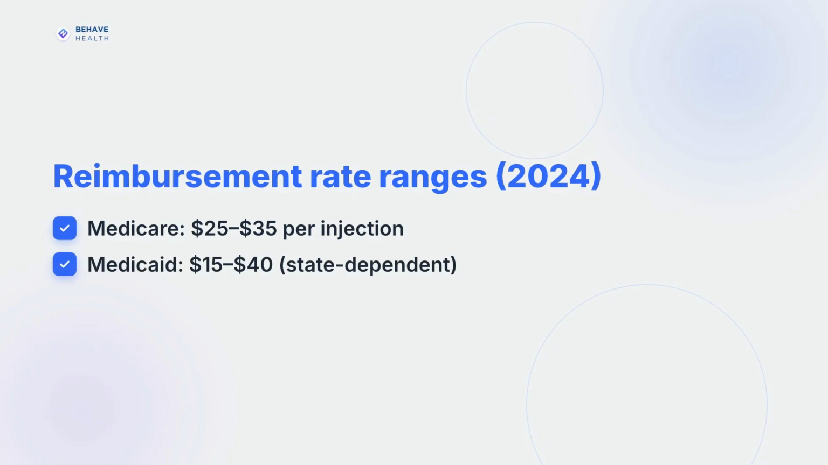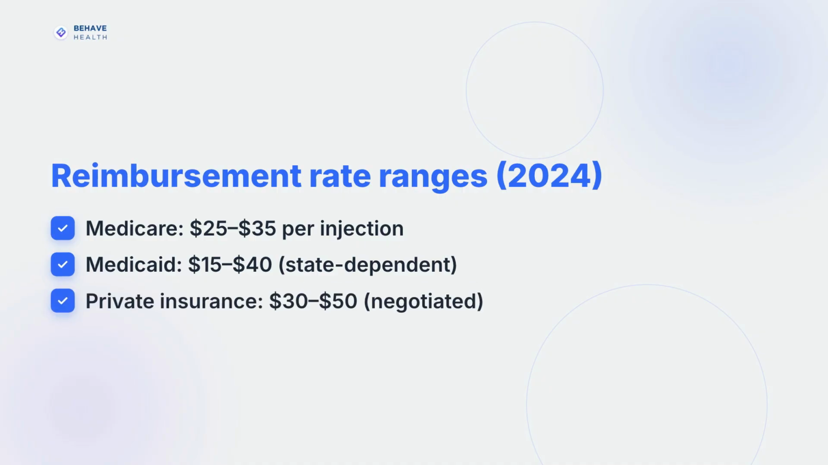Medicaid rates range from $15 to $40. Check your state fee schedule. Private insurers typically pay $30 to $50 based on negotiated contract terms.